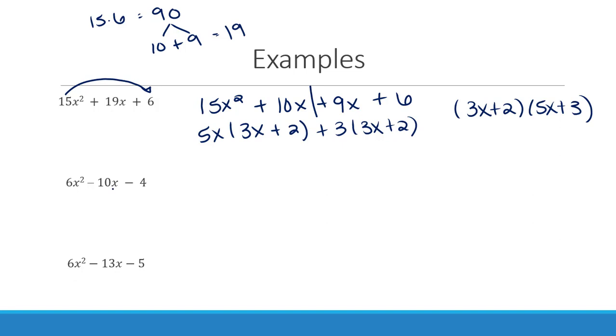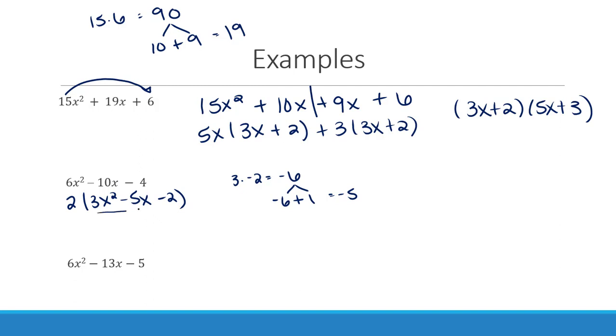Is there a GCF of all three? Yes, there is. Take it out first, I promise. So take out a 2, which leaves me with 3x squared minus 5x, and then minus 2. Now I can use my AC method, so I need to multiply 3 times negative 2 together, which is negative 6. What adds to give me negative 5? Well, I can do a negative 6 and a positive 1.